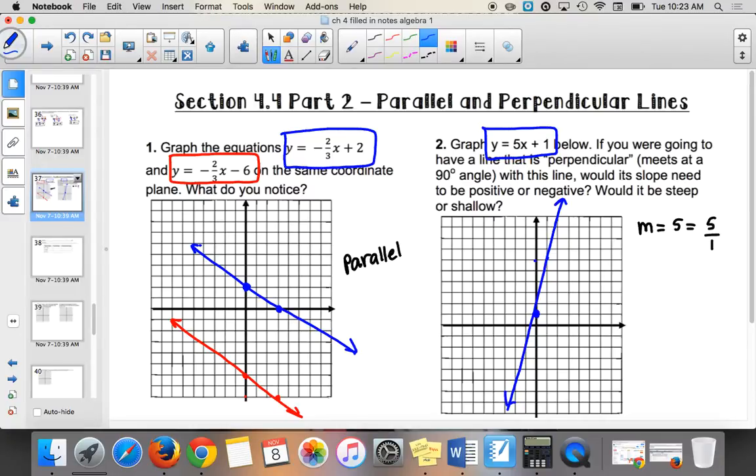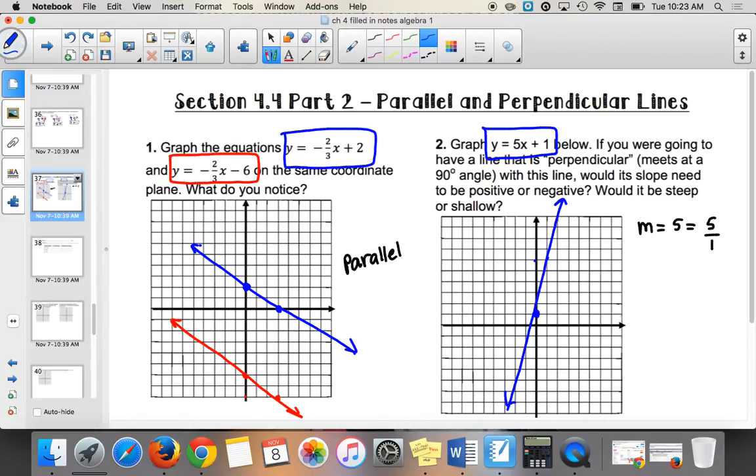So it says if you are going to have a line that is perpendicular, in other words, it meets at a 90-degree angle. Do you guys all know what 90 degrees is? Perpendicular, like this, right? It makes like a T, like a sharp corner. Would its slope need to be positive or negative? So look at this. It would need to be negative. Do you guys see that? It would need to be going down.